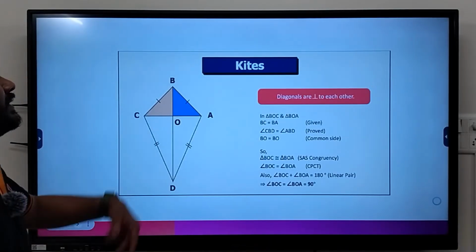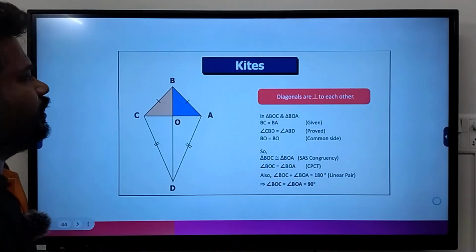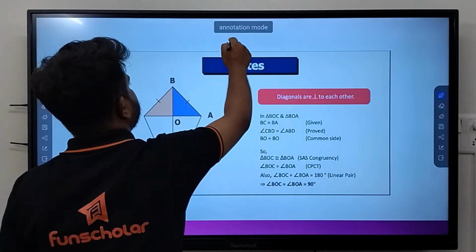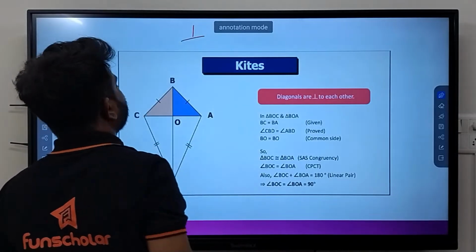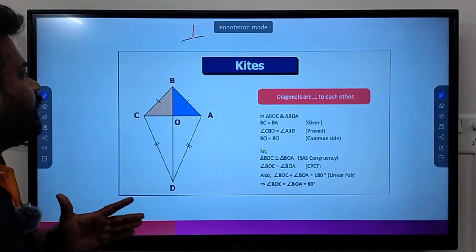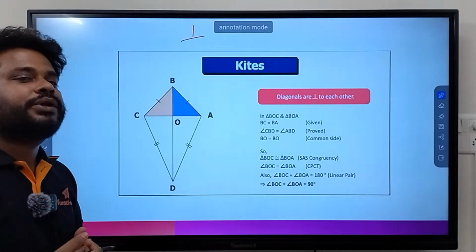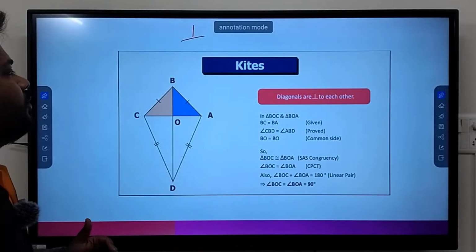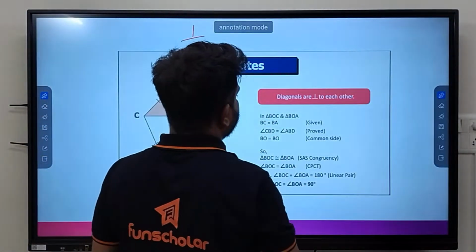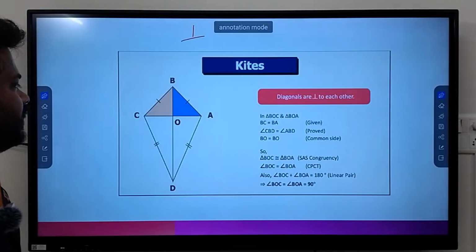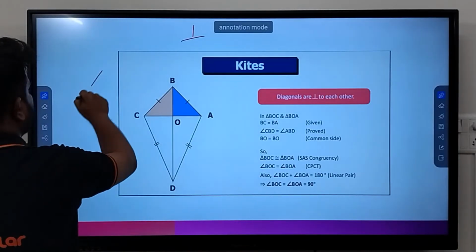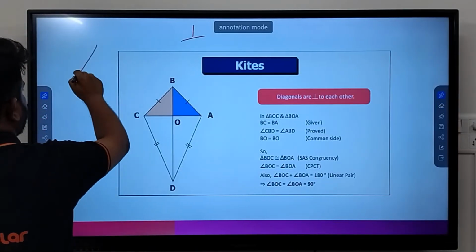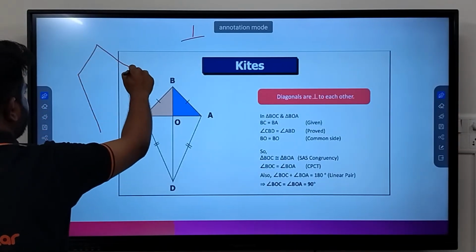Okay, in kites, diagonals are perpendicular. So this is a theorem. Maybe I haven't taught you about theorems, but in this chapter or the upcoming geometry chapter we also have proofs of theorems. So from this we have a theorem that diagonals are perpendicular to each other. For this case we have to draw a kite. Okay, they have already drawn it, but I am drawing it again.